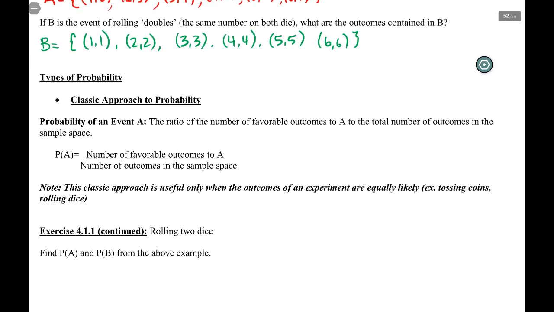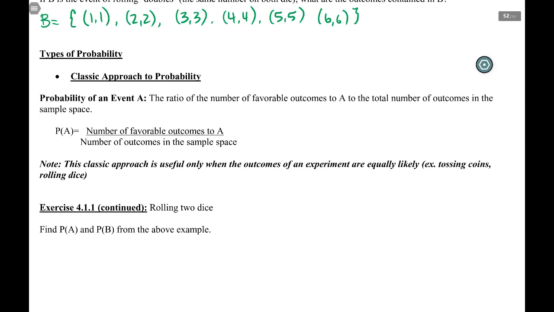Because when we talk about the classic approach to probability, the probability of an event is just how many ways that A can happen over how many ways the outcomes could happen in general. So for our example, the probability of A, well, there were 6 different ways to roll a 7 out of the total of 36 outcomes that we could get when we roll 2 dice. So there's a 1 in 6 chance of rolling a 7. Whereas the probability of B is the same. There were 6 ways to roll doubles out of the 36 possibilities. So those are our probabilities.